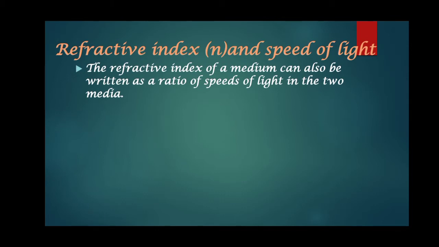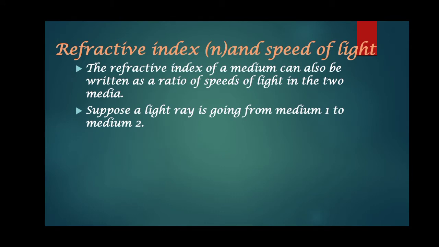The material through which light travels is called a medium. Light is refracted in going from one medium to another because its speed changes. Due to this, the refractive index can be written as a ratio of the speeds of light in the two media.